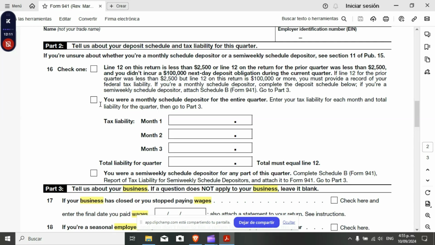If you're a monthly scheduler, the entire previous quarter or this entire quarter, then you would do that here. If you are a semi-weekly depositor, you would do that here and you would attach the appropriate Schedule B, right? Which in most cases isn't going to apply to anybody here. For most people, just check this one because you've earned less than $2,500. And because again, you've earned none in taxable income because you're not working with the government.